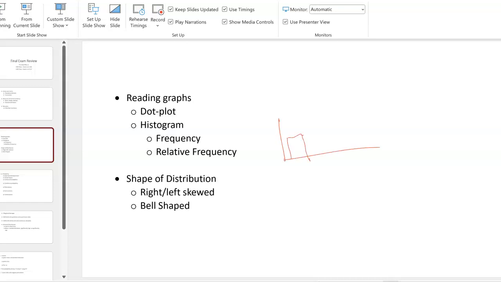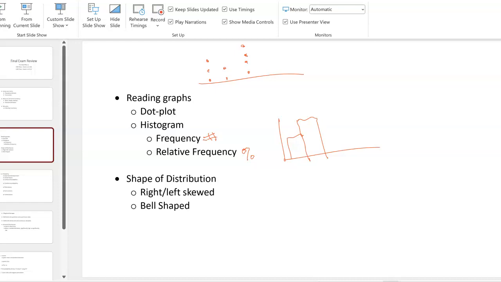You've got your boxes right next to each other. If it's a frequency histogram, like I said, you're just going to have numbers along the vertical axis. If it's relative frequency, you're going to have percents. A dot plot was one of those where it's just a bunch of dots going up like this. And again, that should all come from chapters 2 and 3.